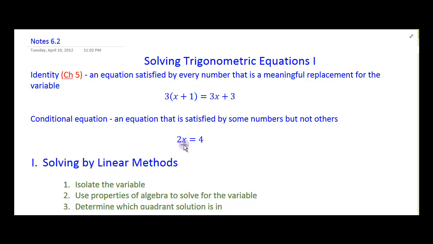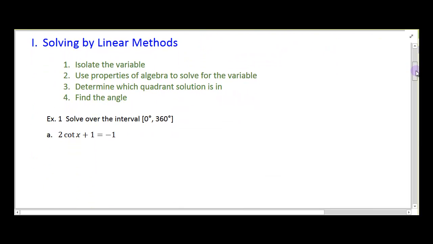An equation is something that is satisfied by only some numbers but not others. In other words, there's only one value for x in this equation that satisfies the left and the right. So in this section we are talking about solving, whereas previously we were verifying that we had identities. Now, when we talk about solving these trig equations, there are all sorts of various methods we can solve them by, and the first ones we're going to talk about are solving by linear methods.